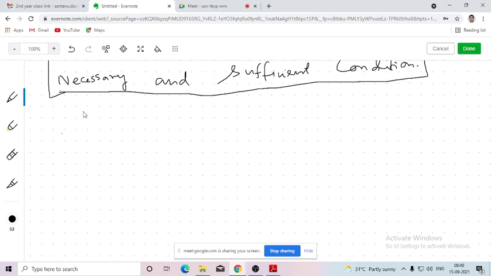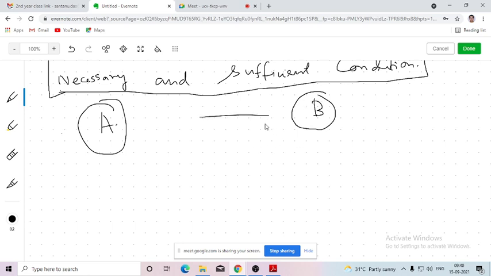So the necessary and sufficient condition is roughly this: let's say A is one condition and B is another condition. This can be a single condition or a collection of conditions. Whenever B is holding, by assuming B, if we can prove A, that is called the sufficient condition. Similarly, by assuming A, that means whenever A is holding, if B holds, then it is called the necessary condition.